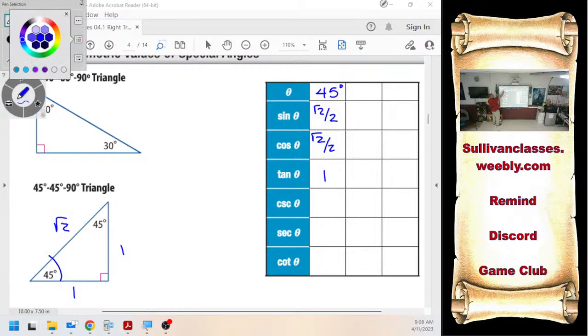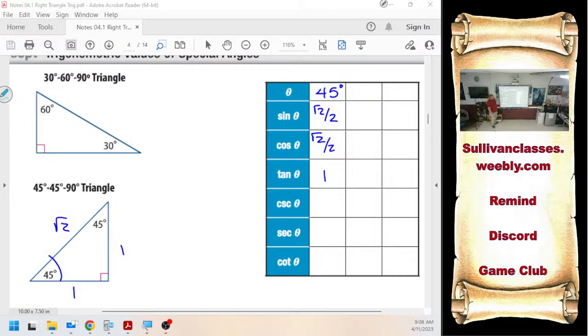Flippy flippy. If I do square root of 2 over 2 and flip it to 2 over square root of 2, I can rationalize and simplify, or hypotenuse over opposite is just square root of 2. So my secant will likewise be square root of 2. And the reciprocal of 1 is just 1. Okay.